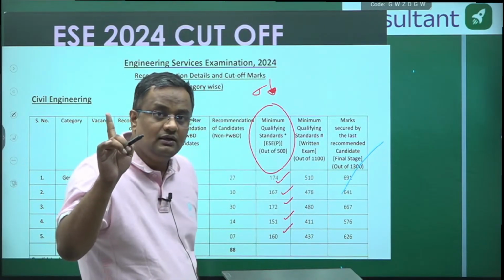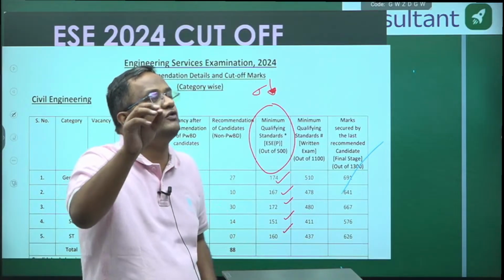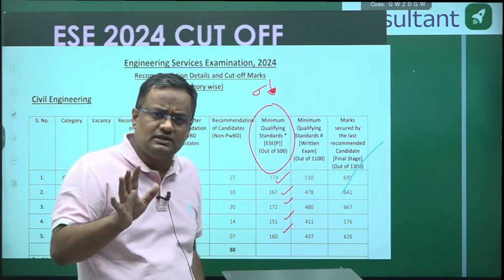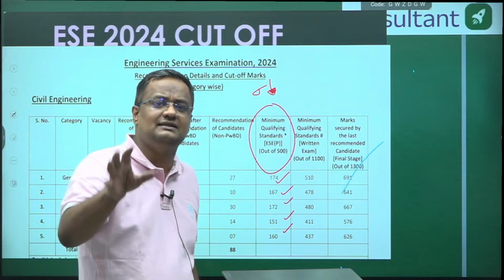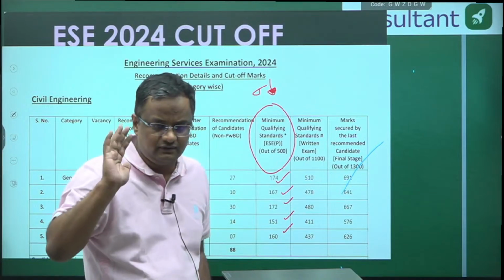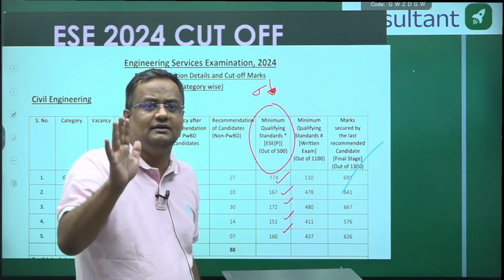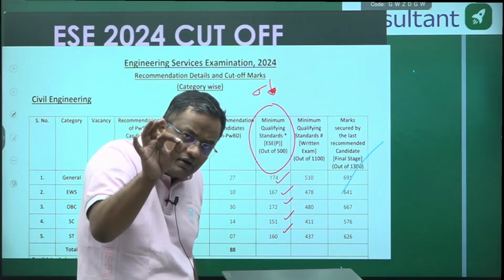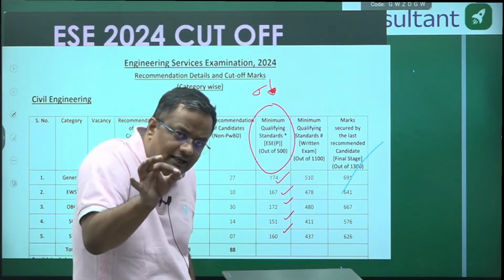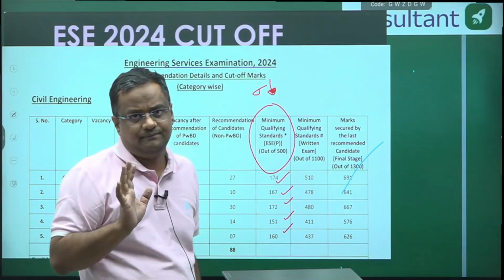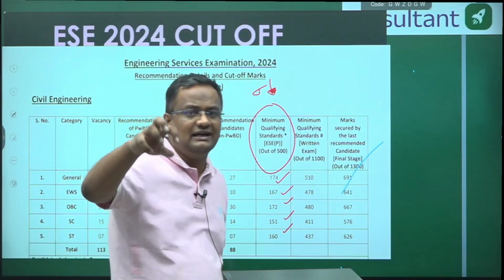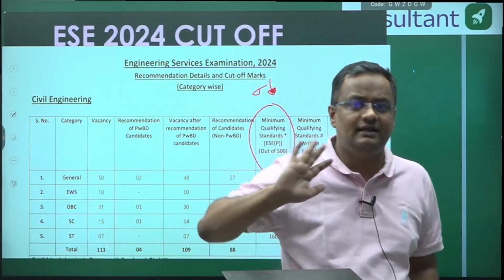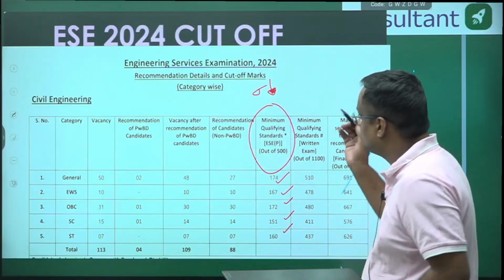Out of 200 marks, 90% of students are getting marks in the range of 110 to 145 in the interview. Only 10% of students will be getting either more than 145 or less than 110. So the standard deviation in the interview is also less.